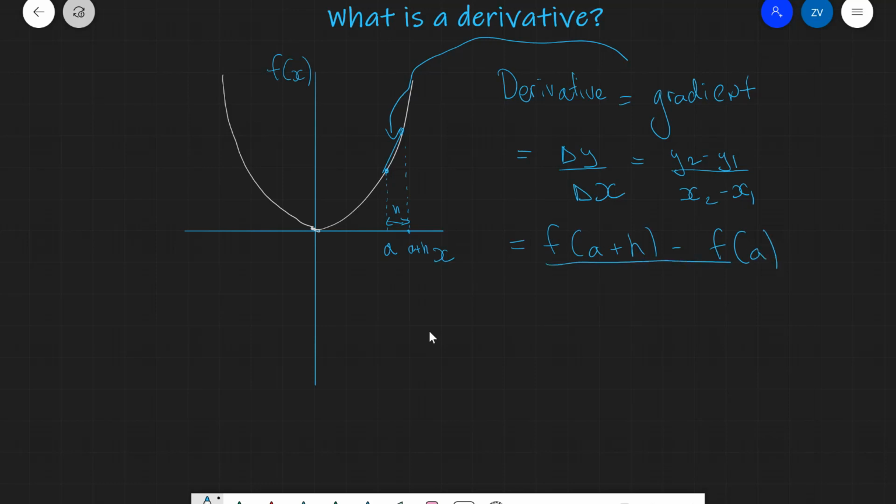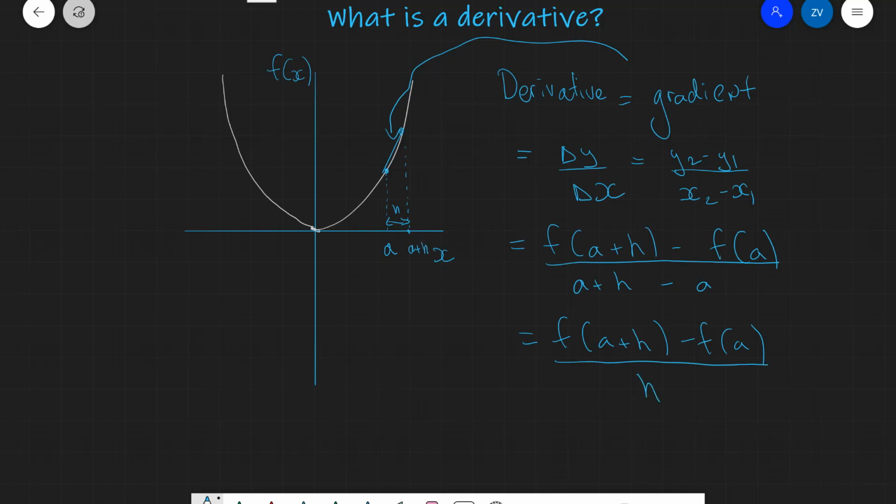Then we're going to be dividing that by our x coordinates, or the difference between the x coordinates. So our x2 is here, which is a plus h. Then we're going to be taking away a. Let's just simplify this a little bit, and this will be equal to f of a plus h, take away f of a. We're going to see that the a's are going to cancel, and what we're left with is just the h.